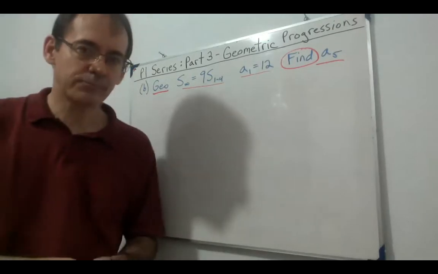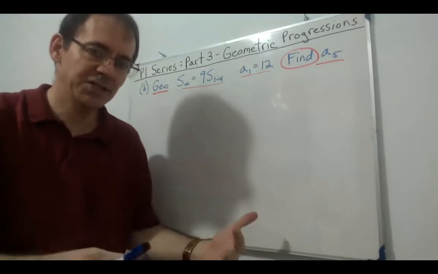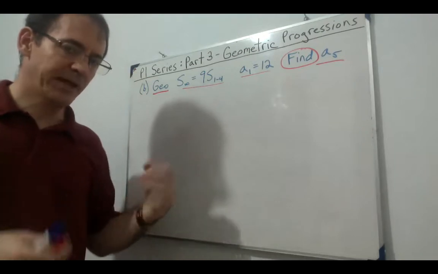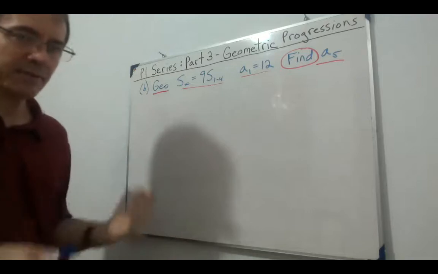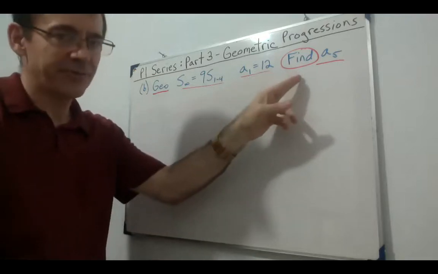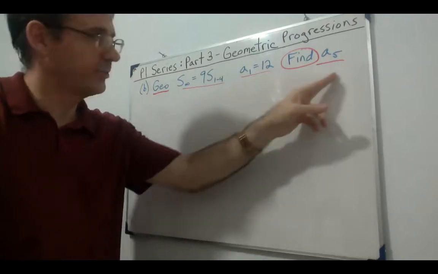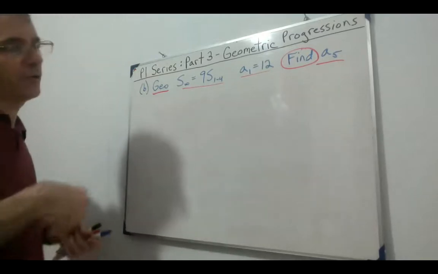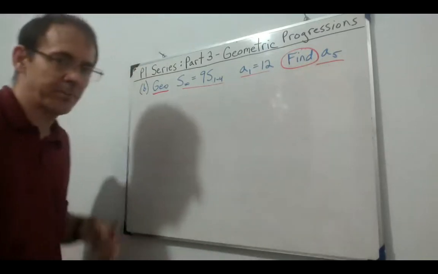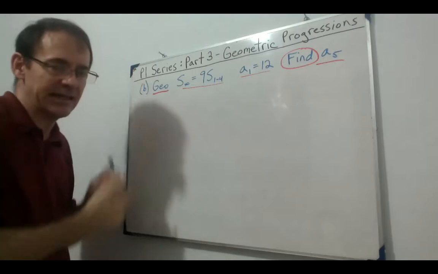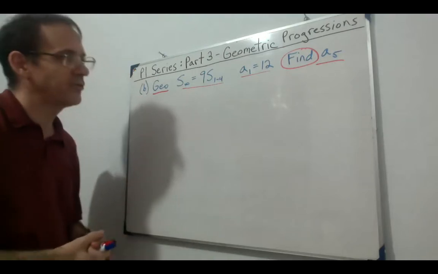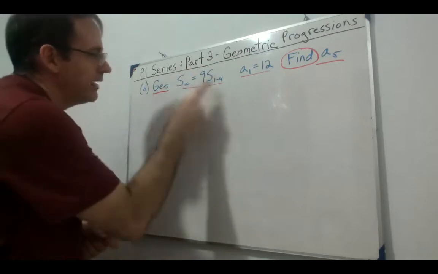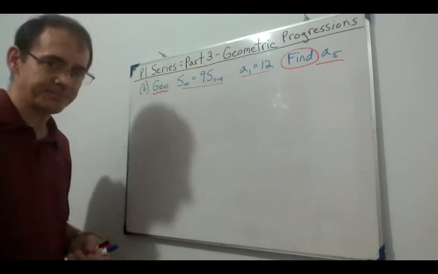Remember, again, you got to be able to read the English, pull out the information into a mathematical meaning, and then make sure you find your verb. What is it exactly that we're supposed to do? So it says find the 5th term, but we can't use our A to the N formula because we don't have the R yet. So in order to get the R, we're going to have to work with this equation.